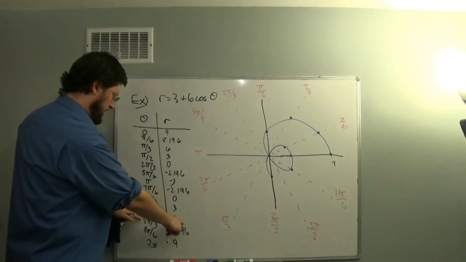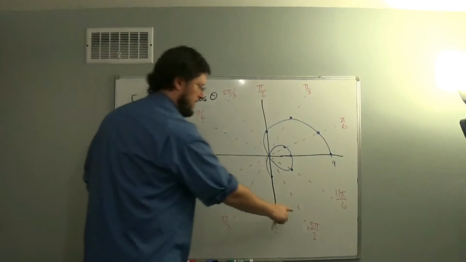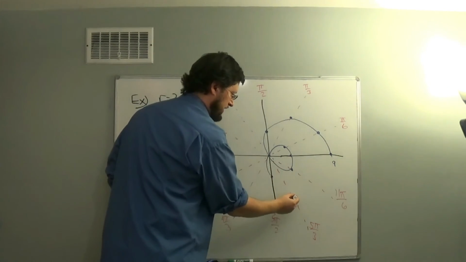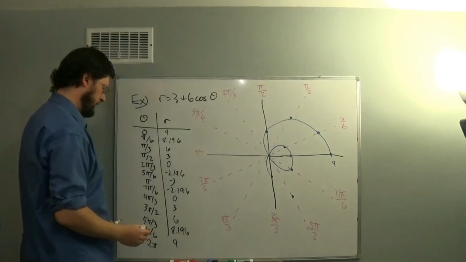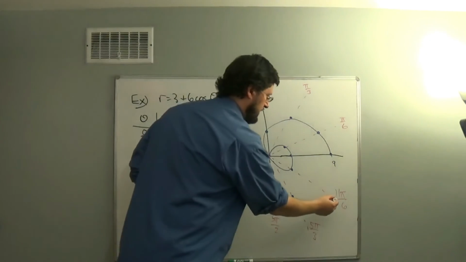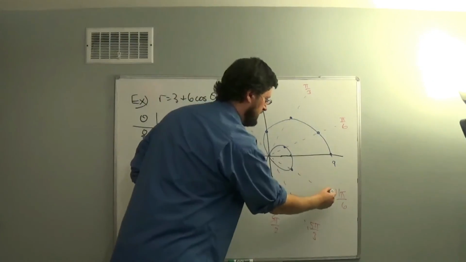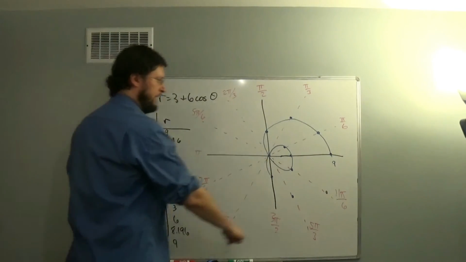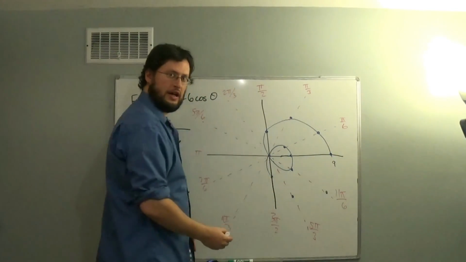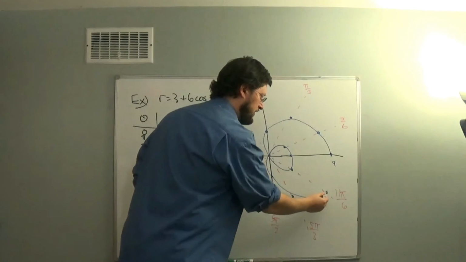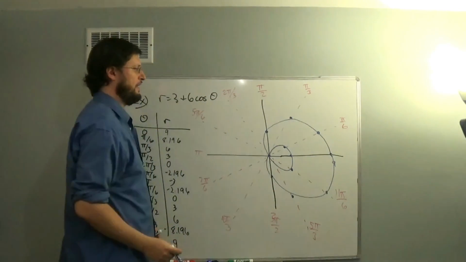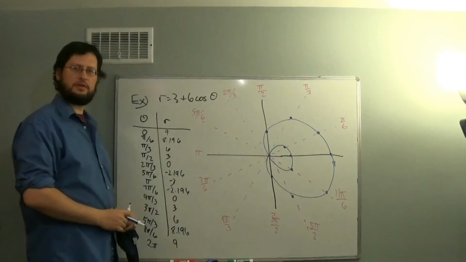Now we're at 5 pi over 3 and 6. 5 pi over 3 and 6 is back down to here. Then 11 pi over 6 and 8.196. And finally 2 pi and 9, back to here. How do I connect these dots? Just like that. And this is the shape of the curve that we get.